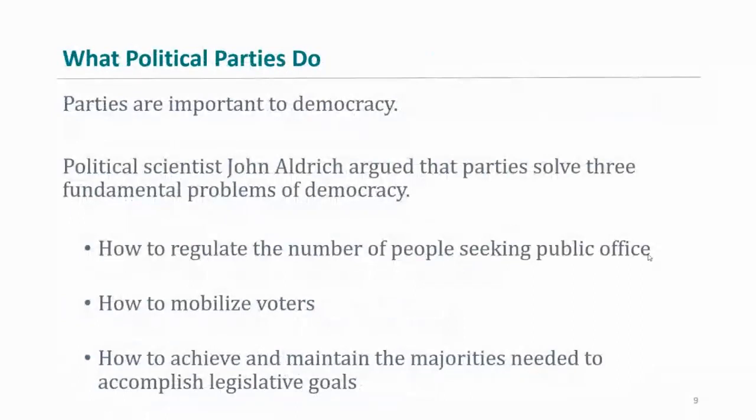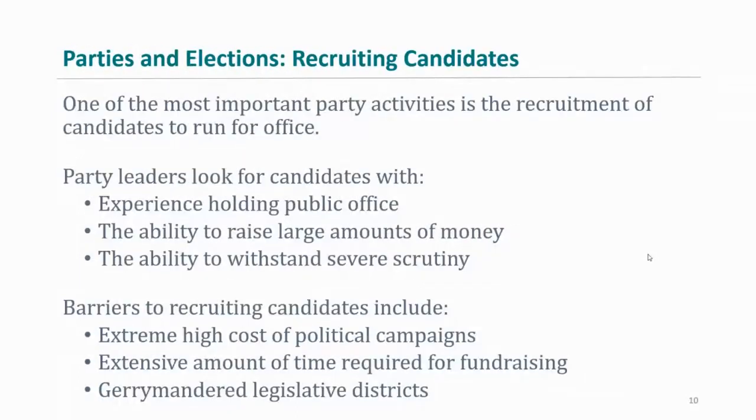So when it comes to this first one, regulating the number of people, this goes to the recruiting of candidates. One of the most important party activities is the recruitment of candidates to run for office, right? So the political parties are always on the lookout for good people within society that they feel would be good candidates. And there are certain characteristics you need in order to be a successful candidate. Party leaders look for candidates with experience holding public office, the ability to raise large amounts of money, and the ability to withstand severe scrutiny, right? These are the three main categories that a lot of these political parties look for.